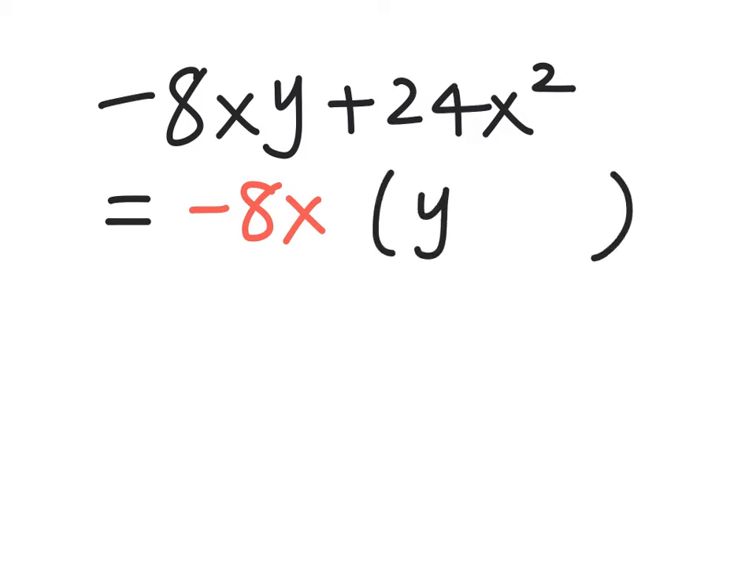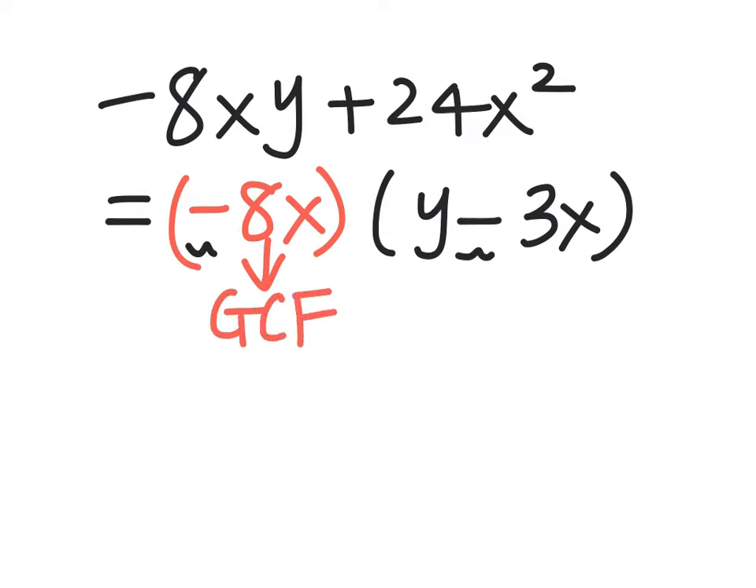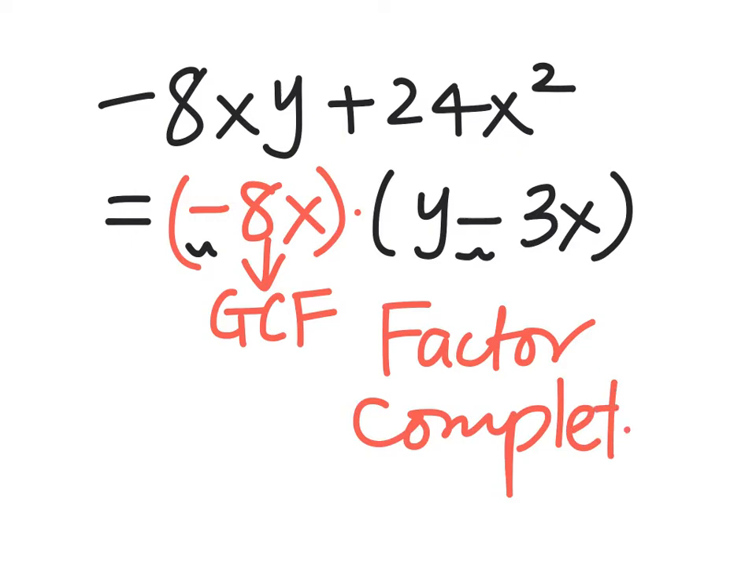So here you get a y plus 3x. Actually, minus 3x, because we need a negative here and a negative here to get to positive 24x squared. So this is the greatest common factor, and that's why this whole factoring is called factor completely. So factoring completely simply means I have broken down a polynomial so that nothing else can be factored. They have been broken down as far as they can. Let's take a look at another example.